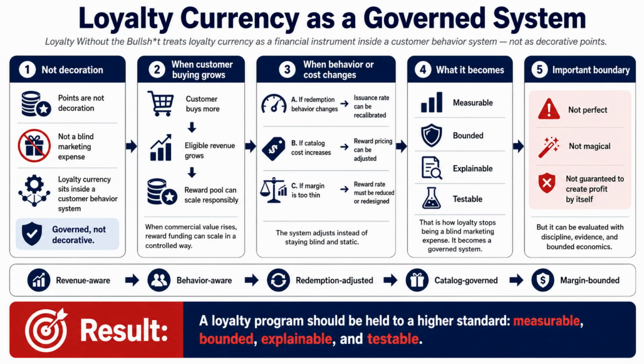Loyalty without the bullshit does not treat points as decoration. It treats loyalty currency as a financial instrument inside a customer behavior system. If the customer buys more, the reward pool can scale responsibly. If the customer buys less, the cost naturally reduces. If redemption behavior changes, the issuance rate can be recalibrated. If catalog cost increases, the reward pricing can be adjusted. If margin is too thin, the reward rate must be reduced or redesigned.